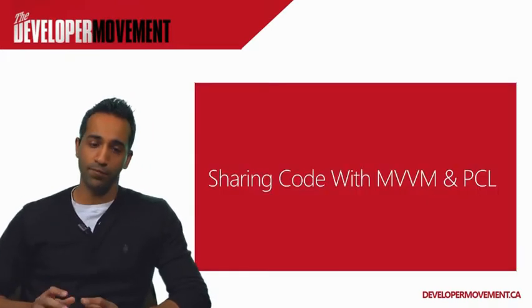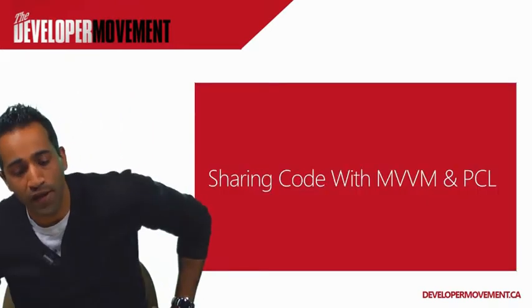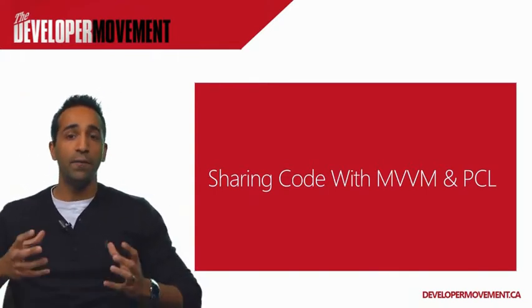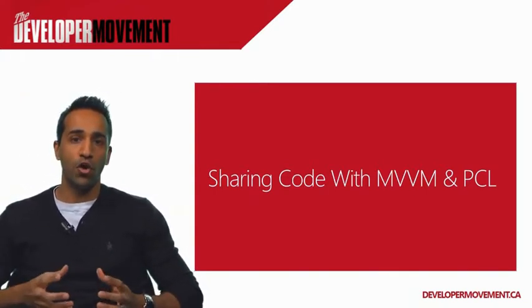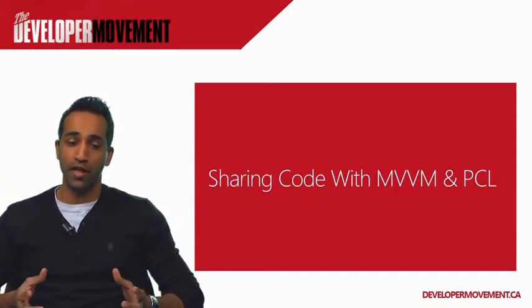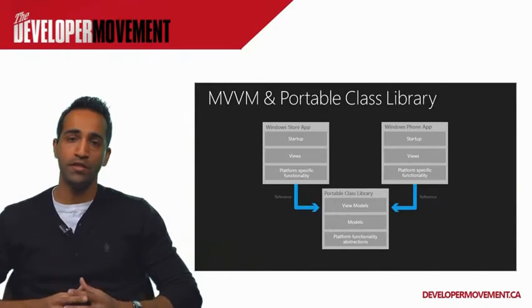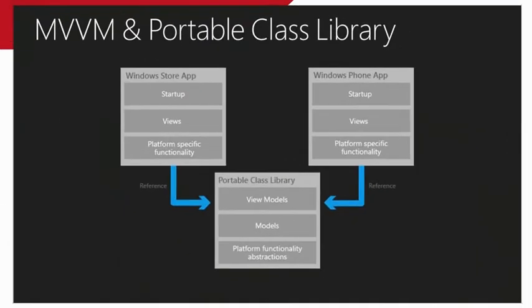So that's PCL. So now we have to bring it all together. We need to be able to use MVVM and PCL together to create code that is portable and reusable across platforms. So before we get into another example that shows all the pieces to this, I want to give you a high-level diagram of what we're trying to achieve.